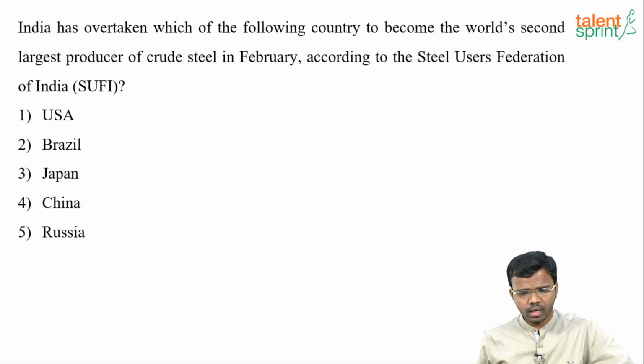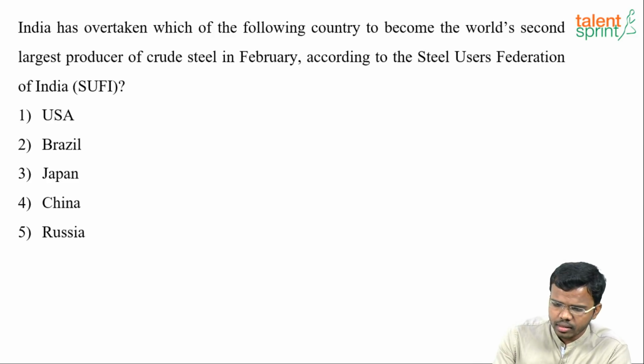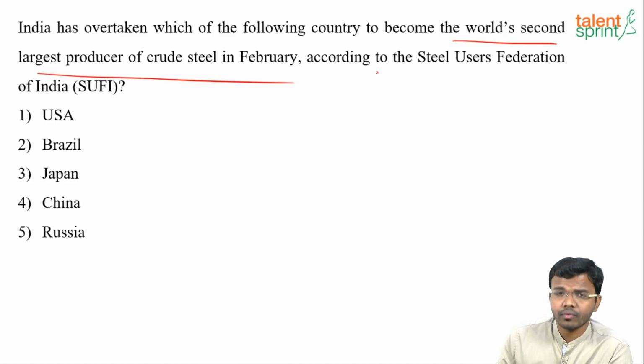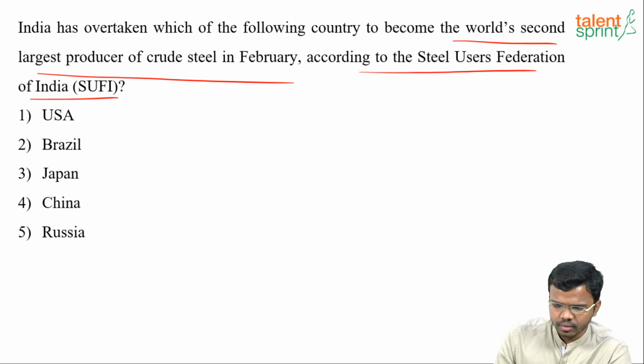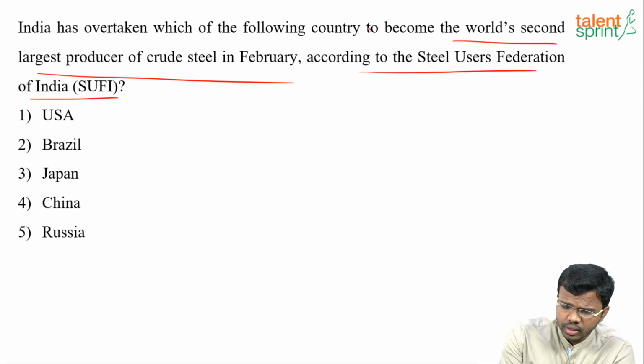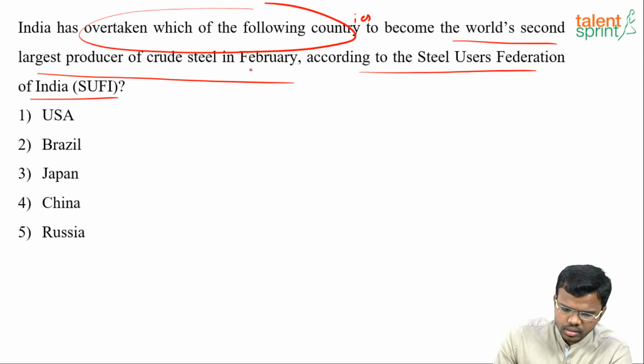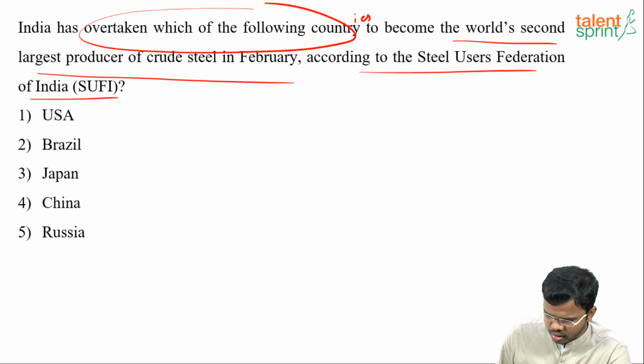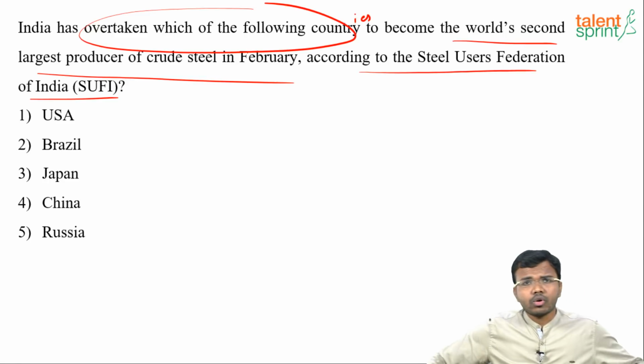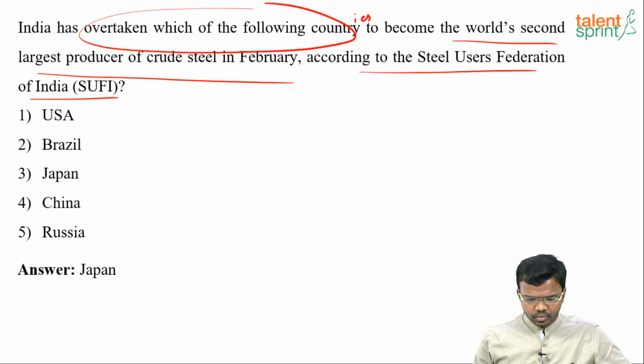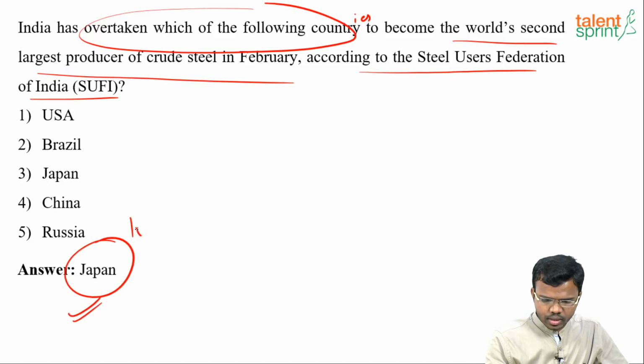Moving on to the next question of the day. India has overtaken which of the following countries to become the world's second largest producer of crude steel in February, according to the Steel Users Federation of India? Is it USA, Brazil, Japan, China, or Russia? What could be the right answer for this question? Japan is the right answer. India has overtaken Japan.